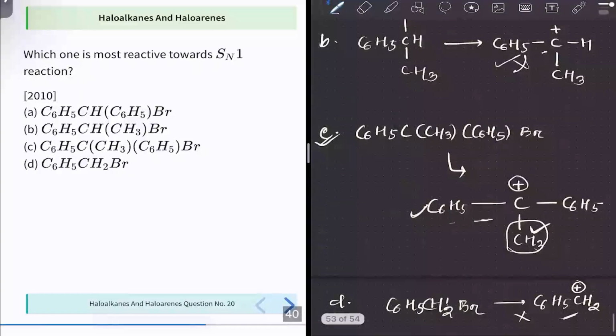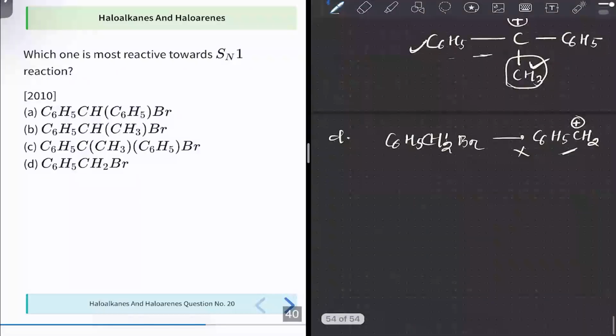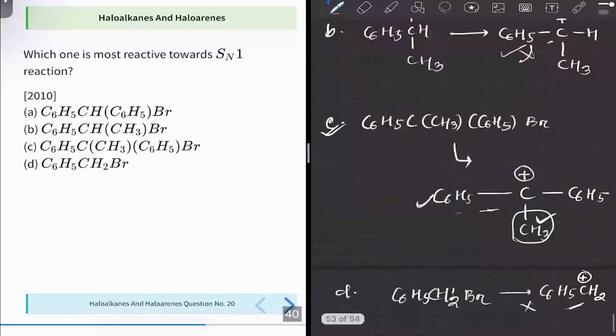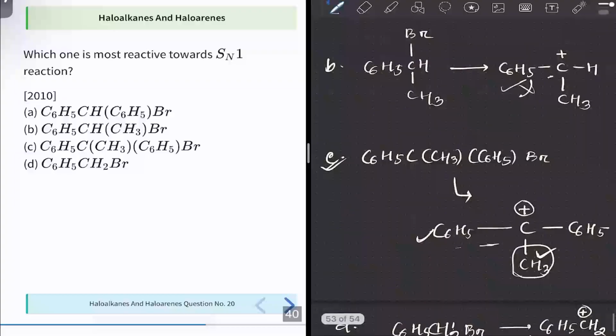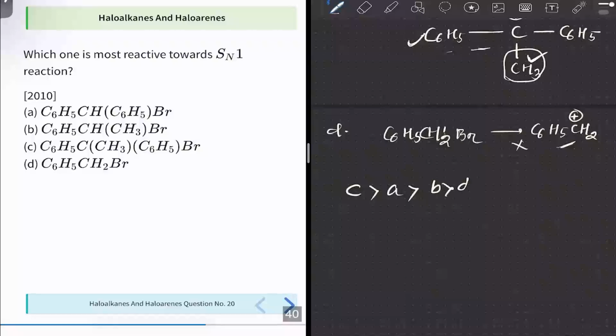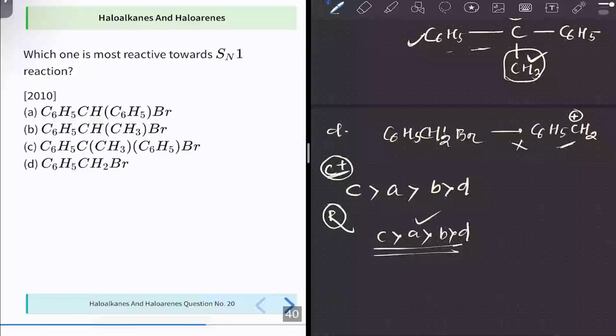So the carbocation stability is C greater than A greater than B and D. Between B and D, B will be more stable because of the presence of the extra CH3 group. This is the stability of the carbocation. So what will be the reactiveness? The reactiveness will be in the same order, C, A, B, D, because of the stability of the carbocation. So option C is the correct answer.